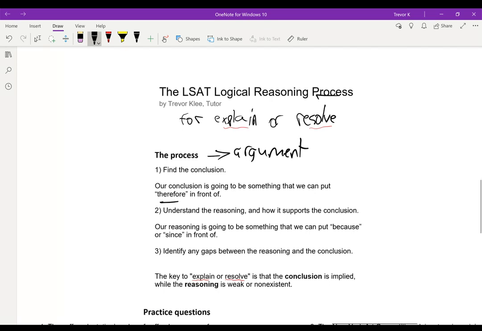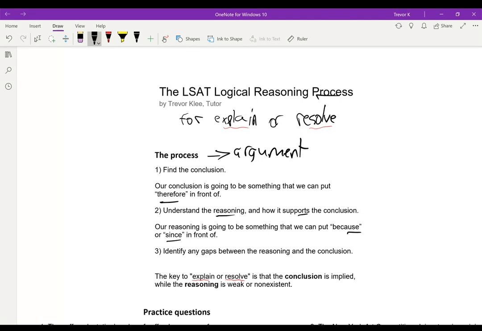So what's our second step? Our second step is to understand the reasoning and how it supports the conclusion. If the conclusion is what the rest of the question supports, the supports are the reasoning. This is stuff we can put "because" or "since" in front of.